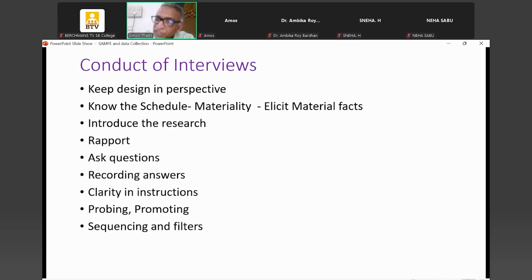Or in this research question that I have, marital status has got nothing to do with the population or with the results. Now you have asked a question which is a fact but not a material fact. It does not influence the result in that particular research. So we are supposed to ask only material facts.